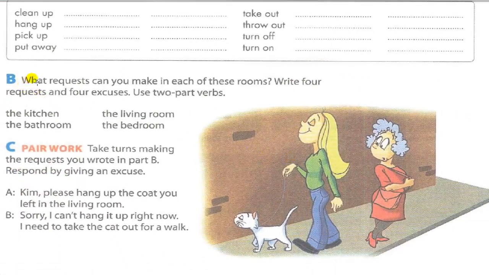B. What requests can you make in each of these rooms? So in these rooms, what other requests can you ask? Write four requests and four excuses with two-part verbs.